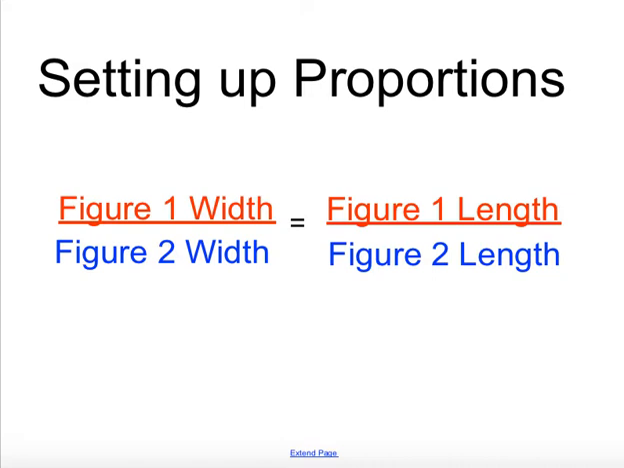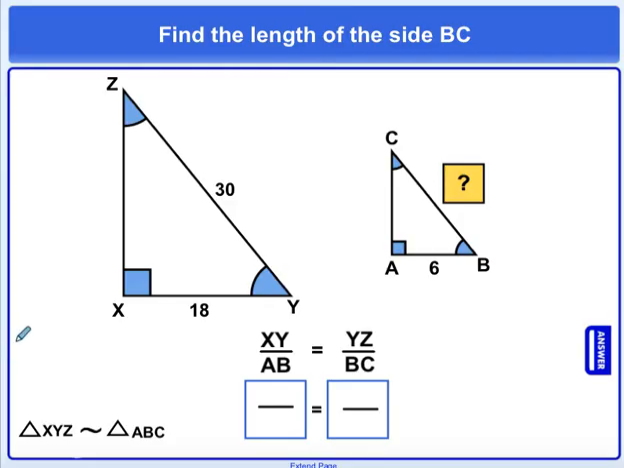What we're doing when we're setting up proportions, a good way to go about it is saying, well, I'm going to put them into ratios of corresponding sides. So I would do figure 1 width to figure 2 width and equal that to figure 1 length over figure 2 length. So that when I get to something like this, I can use my proportions to solve. So it even helps us by helping us set up.